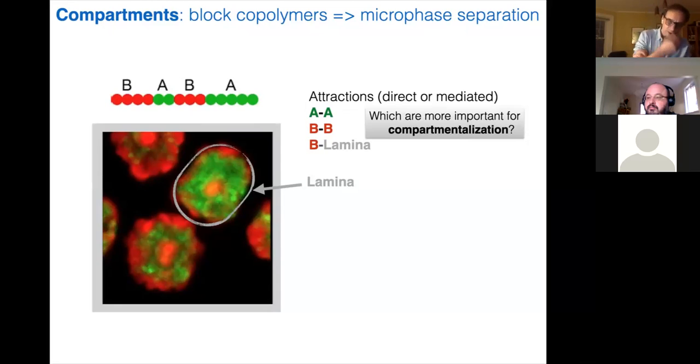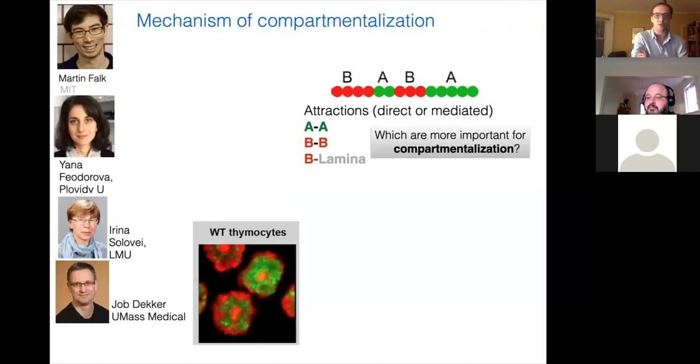And I will spare you the details of this work because I want to talk more about the motors, but I will give you a sense for how we learn about mechanisms underlying this phase separation. And that's a collaboration again with Job Decker, Irina Solovey in Munich, Yana Fyodorova from Bulgaria, and Martin Falk, who was at MIT and is now continuing as a fellow at U Chicago Physics Department. And what we've done, we looked at the structure. So first from the experimentalists, we got these beautiful images of normal cells, normal nuclei with B at the periphery.